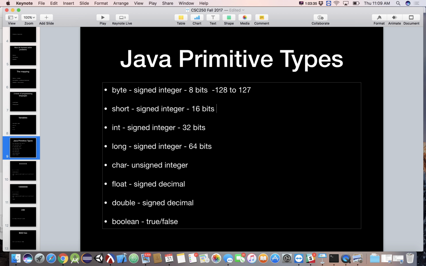A short can hold negative 32,768 to 32,767. So this is plus or minus 2 to the 15th power. That's how we get those numbers, because one of these 16 bits is used for the sign.